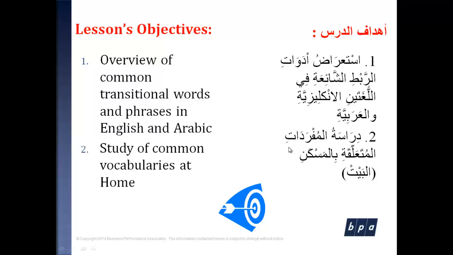دراسة المفردات المتعلقة بالمسكن. Study. المفردات is vocabulary. المتعلقة, the related. بالمسكن. B is like في, in. المسكن means home or the place of living. Another word for المسكن is البيت.